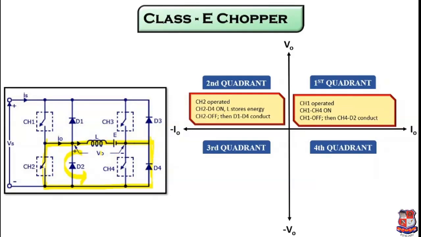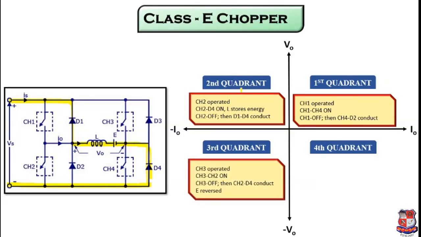So as a result, what will happen? Initially CH2 D4 is operated, and then again to bring it to 0, CH2 is turned off and D1 and D4 operate. To get the positive polarity, from CH2 D4, now D4 and D1 connect, and as a result the output polarity voltage is maintained at a positive value. The direction of current is reversed, so as a result this operates in the second quadrant.